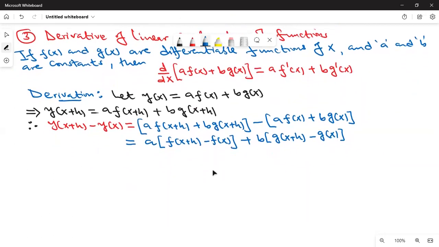Now, using the first principle, let me use another color.